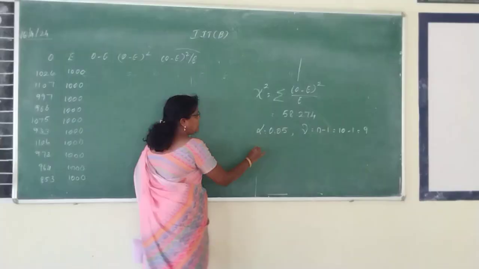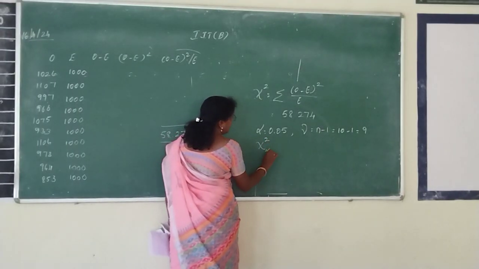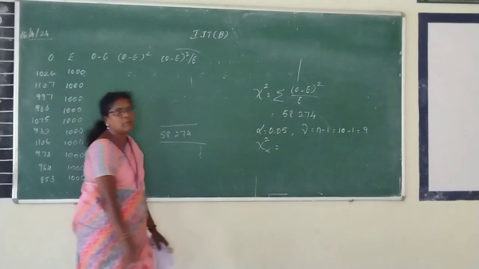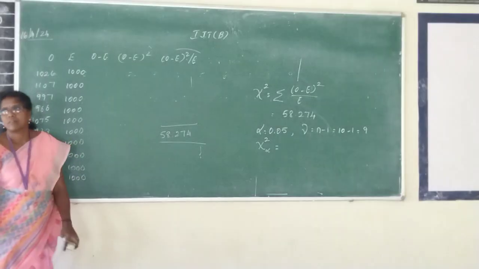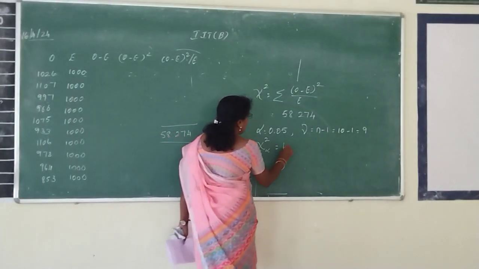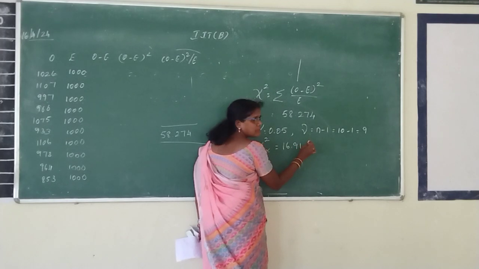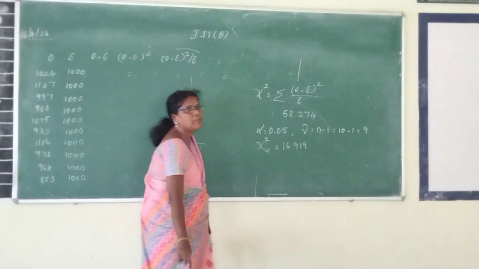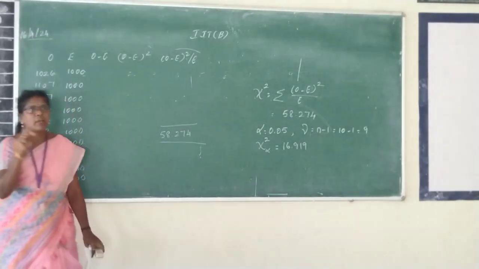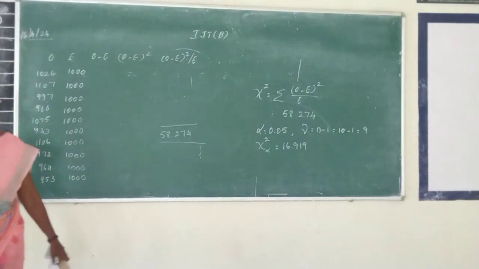Now we have to get the table value, chi-square alpha. Look at your table. Everyone got the table value? Chi-square table, alpha 0.05, degrees of freedom 9: 16.919.